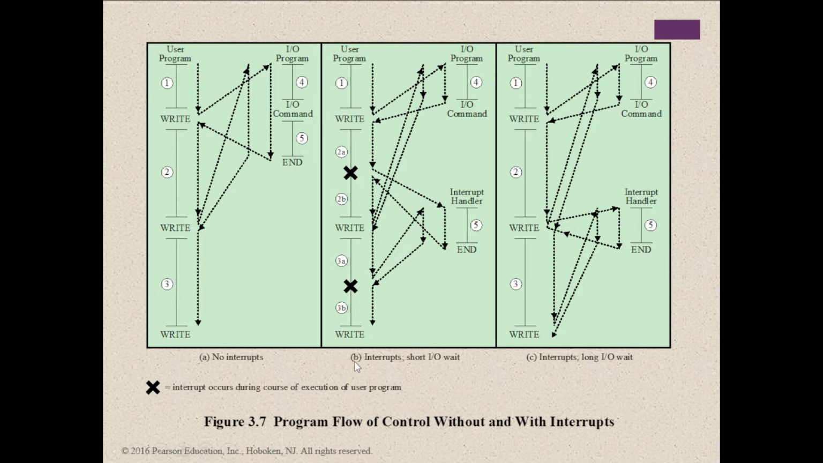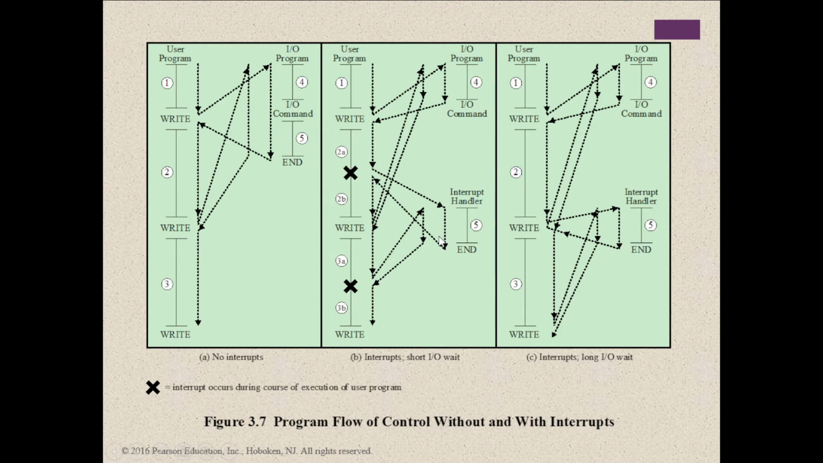So the difference between B and C is just that in C we have a long I/O wait. But then again, they also have the same operation. And there is no separate segment for 2A, 2B, 3A, and 3B.